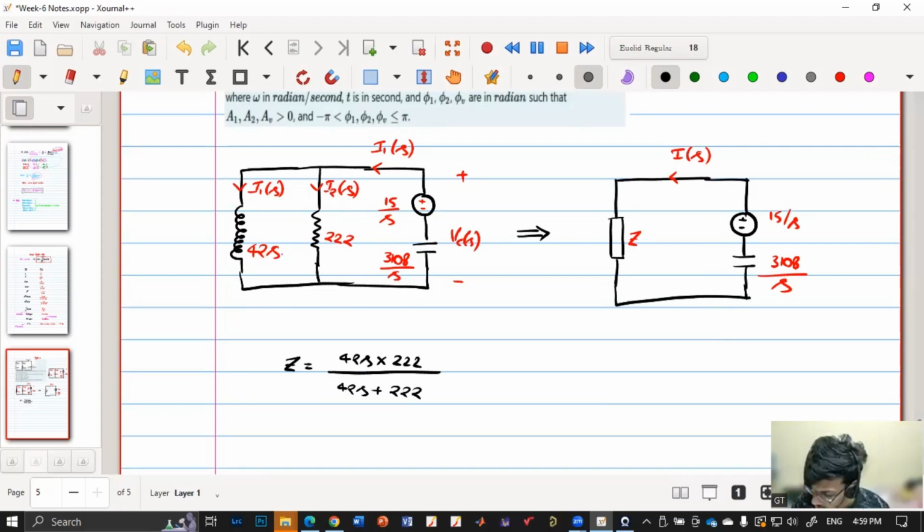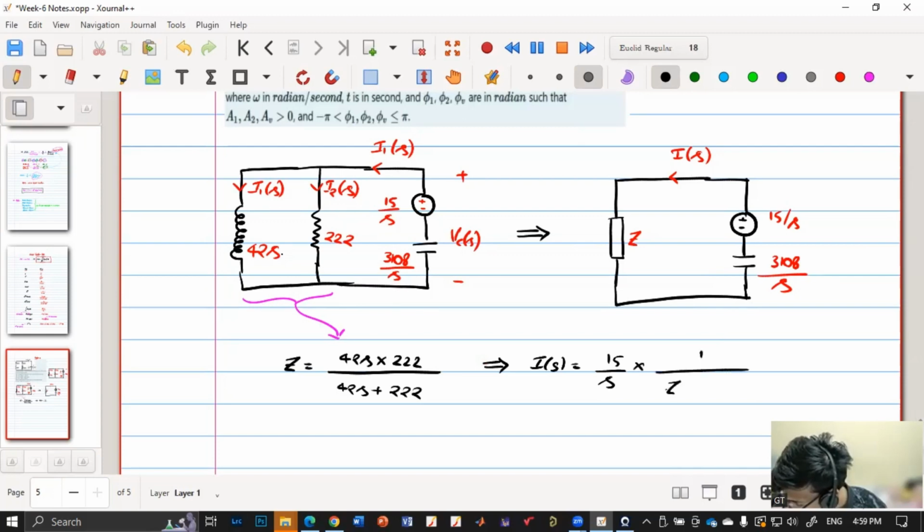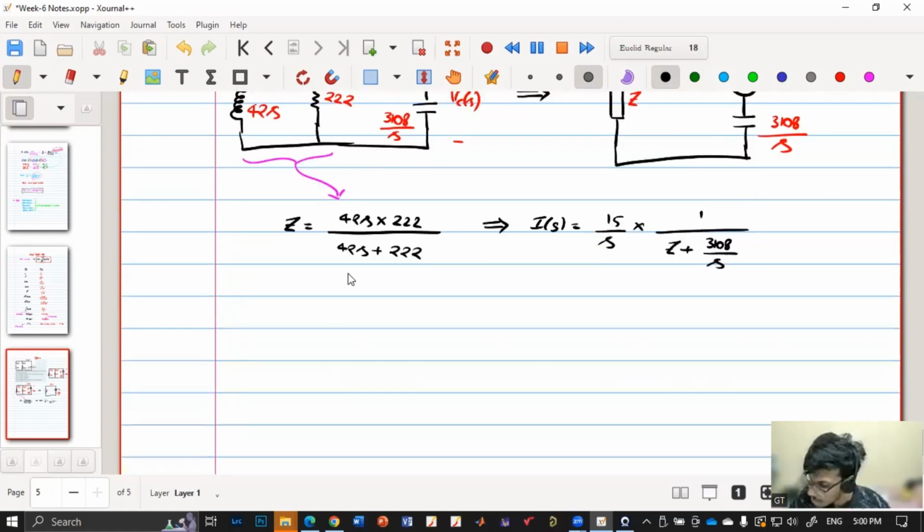These two things. Is this right? Yes, sir. Okay. Now my I of S is V of S, which is 15 by S multiplied by 1 by Z plus 3108 by S. Okay.